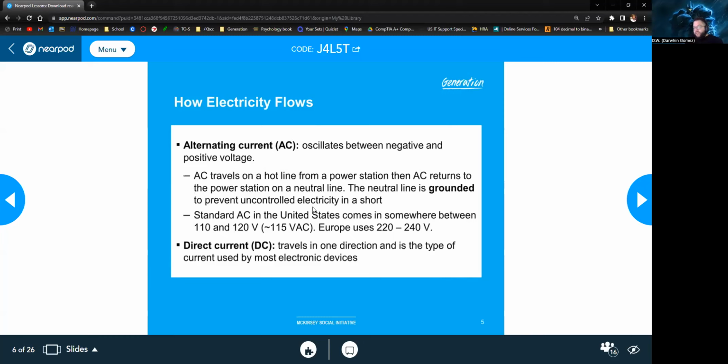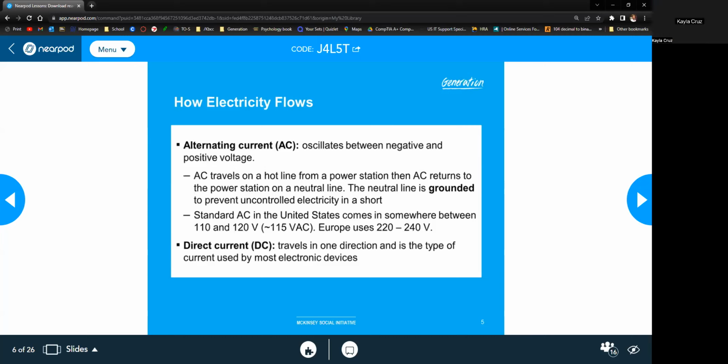Direct current is current that travels in one direction and is constant, right? And this is what most electronic devices use. So do we see the problem and why we use power supplies? Are we starting to see why we may use them? Yes, Kayla, go ahead, please.